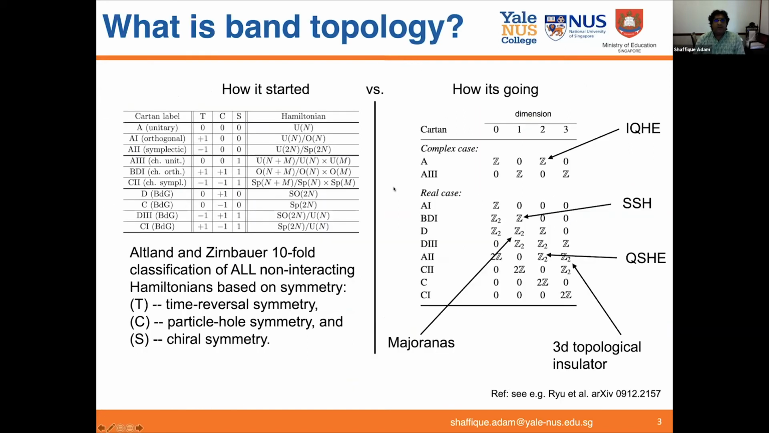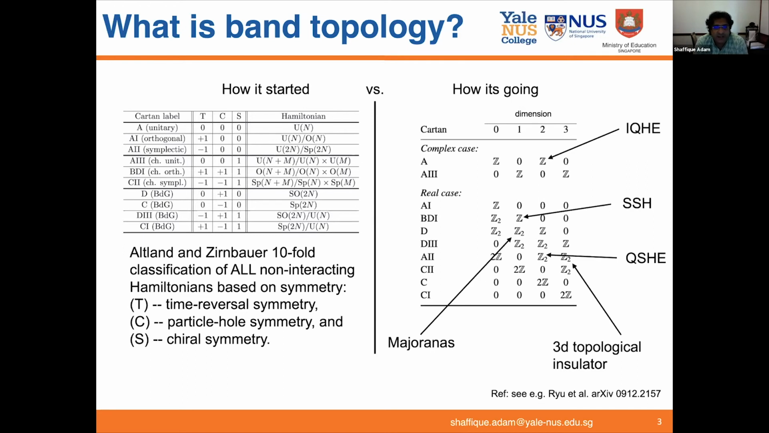So what is band topology? Since this is a school, I'll start at the very beginning. When I was a PhD student, there was no such thing. Topology was not a fashionable area in condensed matter physics. So for example, we had this Altland and Zirnbauer ten-fold way of classifying all non-interacting Hamiltonians based on symmetry. If you were ignoring interactions, you could identify every system as belonging to one of these symmetry classes.